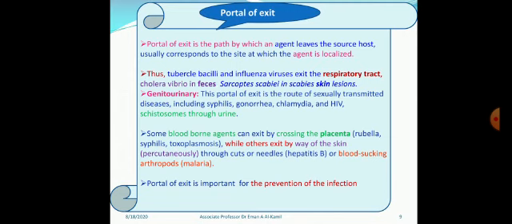The portal of exit is important for the prevention of infection. It is important to know what the portal of exit is so we can control or prevent the infection.